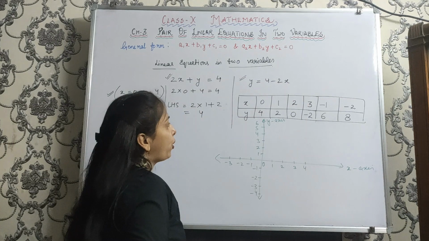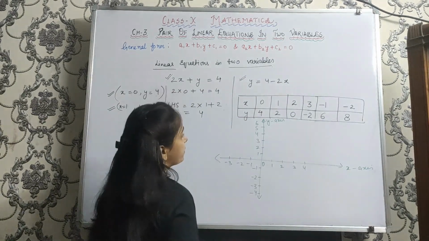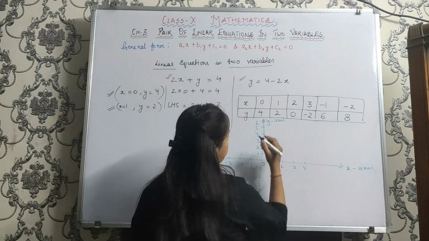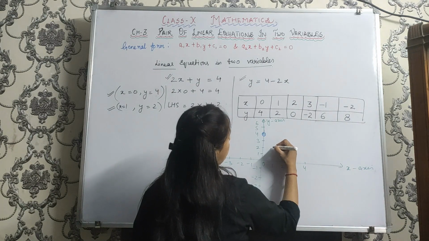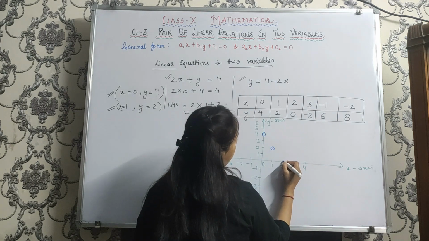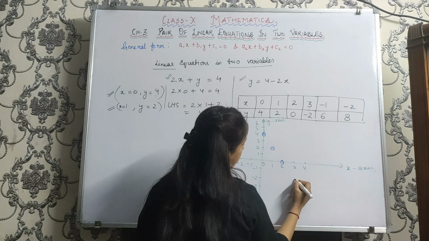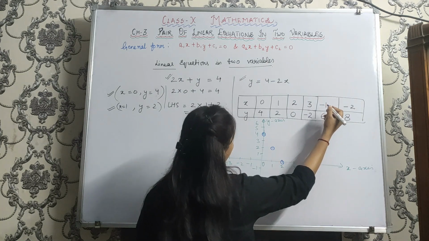Now if I plot these points here, the first point is x is 0, y is 4. x is 0, y is 4 here. x is 1, y is 2. It's somewhere here. Then x is 2, y is 0. Then x is 3, y is minus 2. Then next comes x is minus 1.